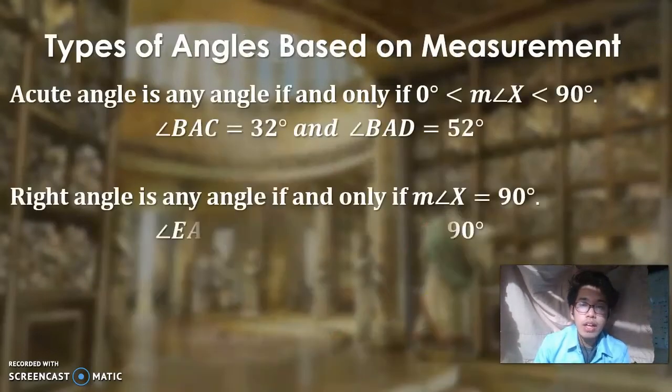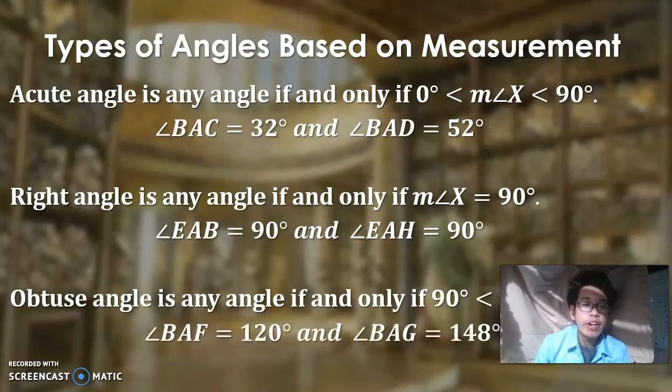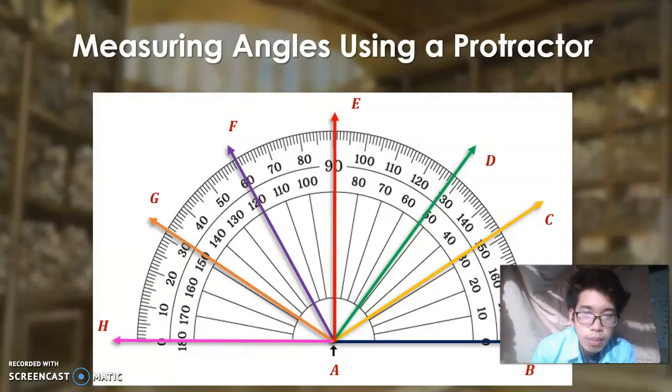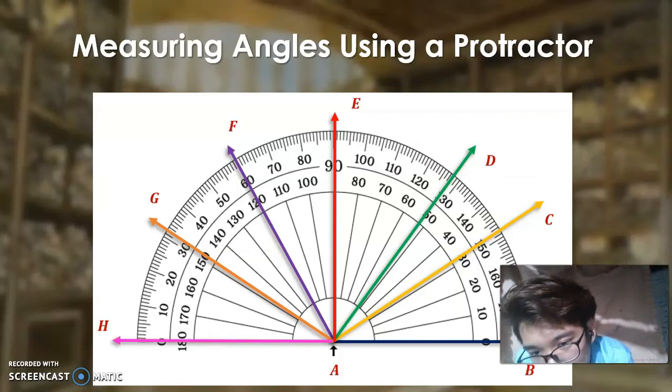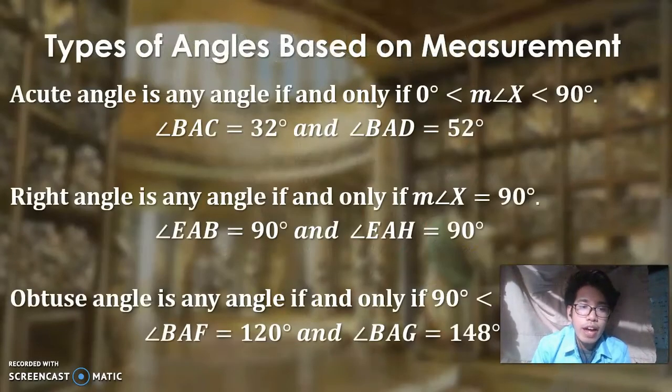And then we have the obtuse angle. It is any angle if and only if its measurement is between 90 degrees and 180 degrees. So we have angle BAF and angle BAG. Let's go back to the figure. Angle BAF measures 120 degrees, and angle BAG, if you look at it closely, measures about 148 degrees. Okay, so those are our angles.